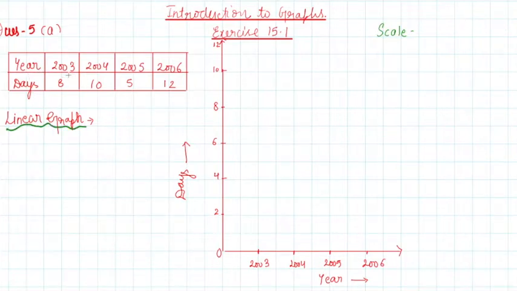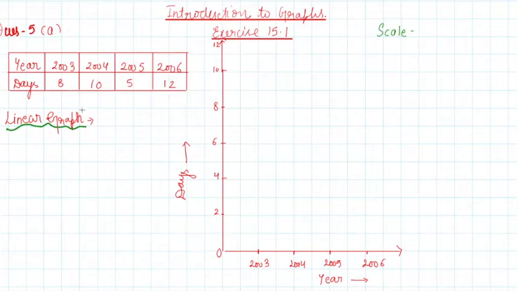Here the years given are 2003, 2004, 2005 and 2006. The number of days a hillside city received snow in different years were these. It means in 2003 the snow received by the city was 8 days, in 2004 10 days, in 2005 5 days and in 2006 12 days. We have to plot a linear graph for it.